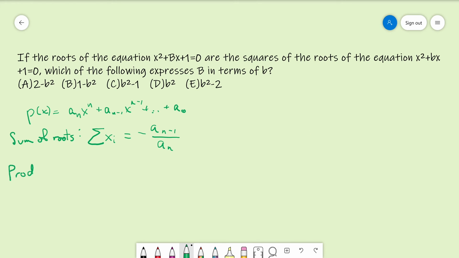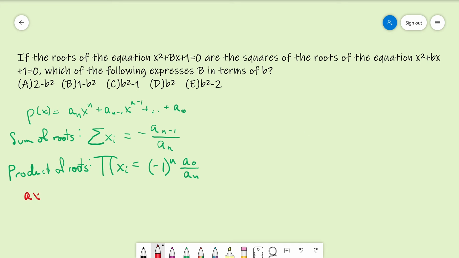And the product of these roots, I'll write it this way, the product of the roots xi is going to equal negative 1 to the n, in other words, if we have a polynomial with even degree, that's just going to be 1, times a naught over a sub n. Okay, now this looks hard to remember, but in the quadratic case, it's not so bad. I'll show you what I mean.